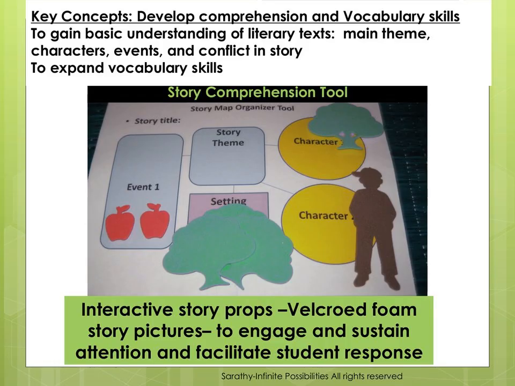Here, for example, this is a comprehension tool, and it will help both build comprehension skills as well as expand their vocabulary. And the concept that you're addressing is to gain basic understanding of literary text. You can use it, but I wouldn't present the main theme, the characters, the events, and the conflict in the story in the same lesson. You would focus on the events in one lesson or for a whole week. You would present the conflict in the story maybe for a couple of weeks. You would focus on the theme.